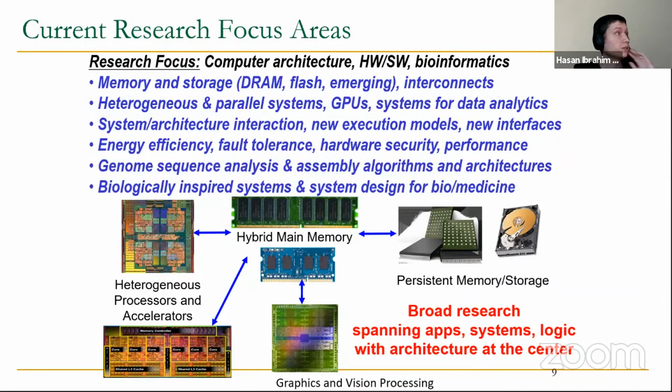Here's another list of research areas of our group. In general, we do work in computer architecture, hardware-software co-design, and bioinformatics. But here's a more specific list of areas that we work on. Some things that I will mention is that we work on memory and storage technologies, specifically focusing on DRAM, flash memory, and other emerging memory technologies.